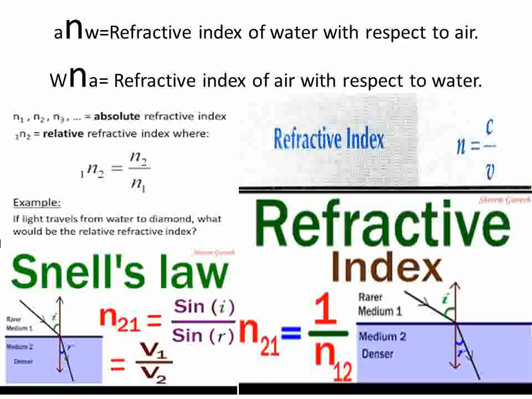Now n21 is 1 upon n12. n21 means the refractive index of the second medium with respect to the first, and n12 means the refractive index of the first medium with respect to the second medium. This is known as the reversibility of light.